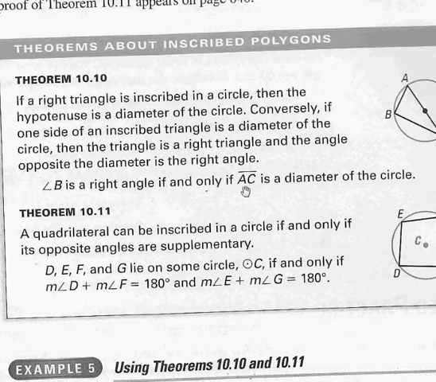We will now discuss theorems 10.10 and 10.11. Theorem 10.10 states that if a right triangle is inscribed in a circle, then the hypotenuse is the diameter of the circle. Conversely, if one side of an inscribed triangle is a diameter of the circle, then the triangle is a right triangle, and the angle opposite the diameter is the right angle.